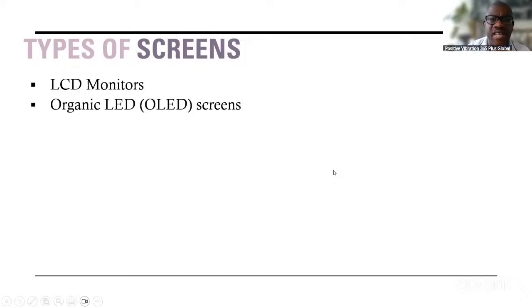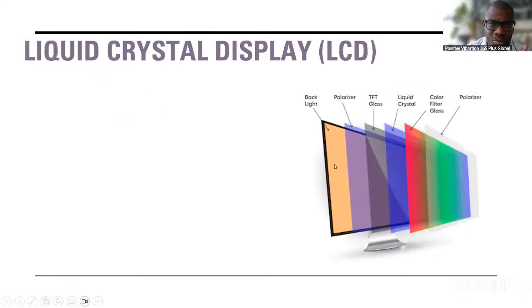Now, there are different types of screens. There are LCD monitors and there are organic LED screens. There are also CRT screens, which is on your syllabus. So we're going to make sure we talk about it a little more. Let's help you understand the difference between LCD and OLED.